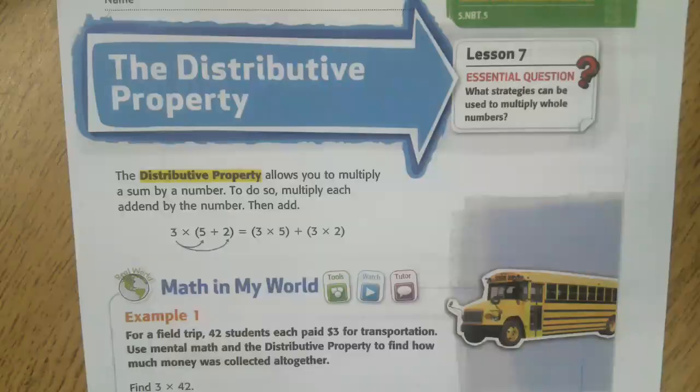Welcome back, fifth graders. This is lesson 7 of chapter 2. Our essential question is still the same. What strategies can be used to multiply whole numbers? And today we're going to be talking about the distributive property. That is a strategy that you can use to multiply whole numbers.